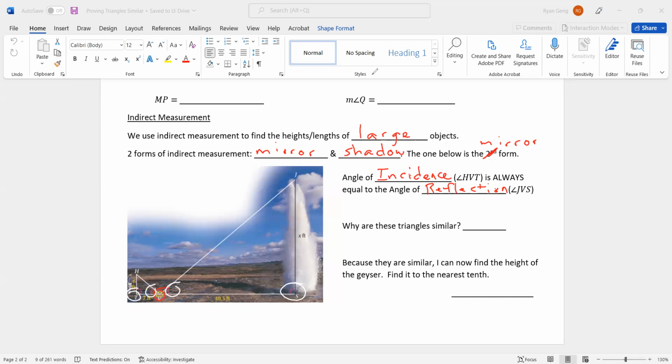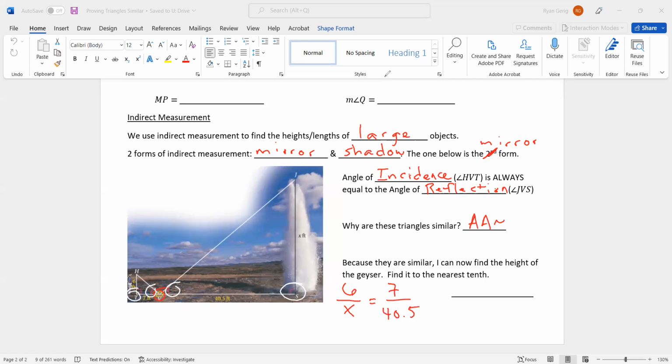So why are the triangles similar? Angle, angle, similarity. Because they're similar, I can set up a proportion. So 6 matches up with x, it's the height of each object. And then 7 matches up with 40.5. You could have done this a couple different ways, but that's one way. And then you can solve.